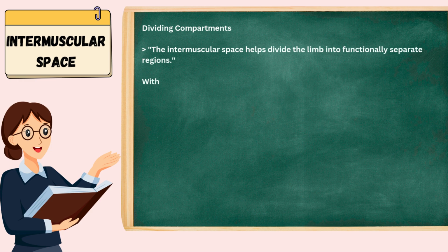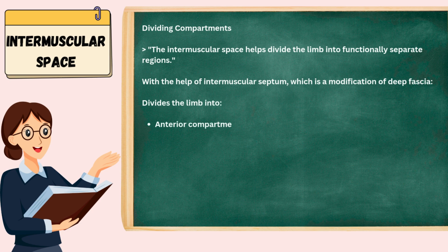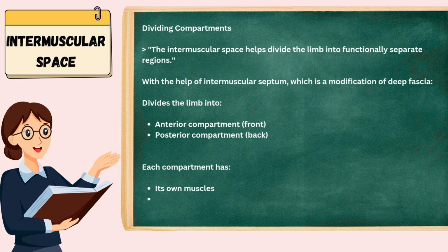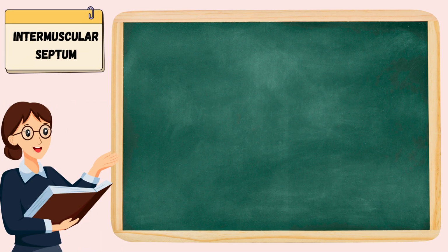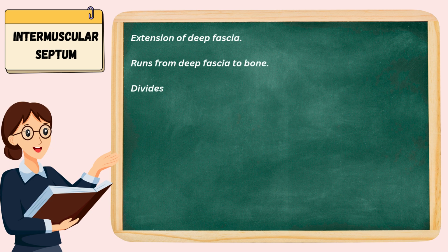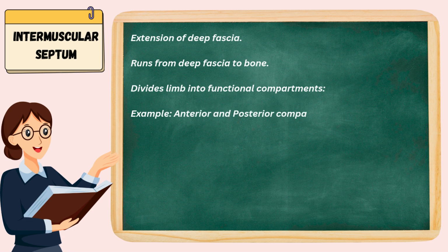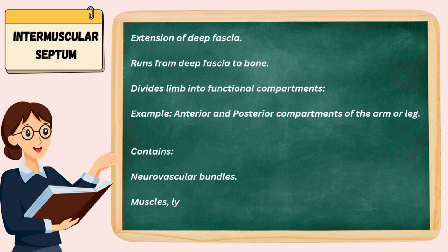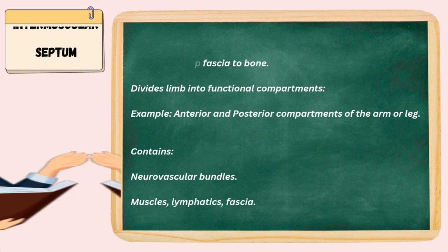With the help of intermuscular septum, which is a modification of deep fascia, the limb is divided into anterior compartment, front, and posterior compartment, back. Each compartment has its own muscles, nerve supply, arterial supply. Intermuscular septum, extension of deep fascia, runs from deep fascia to bone. Divides limb into functional compartments. Example, anterior and posterior compartments of the arm or leg. Contains neurovascular bundles, muscles, lymphatics, fascia.